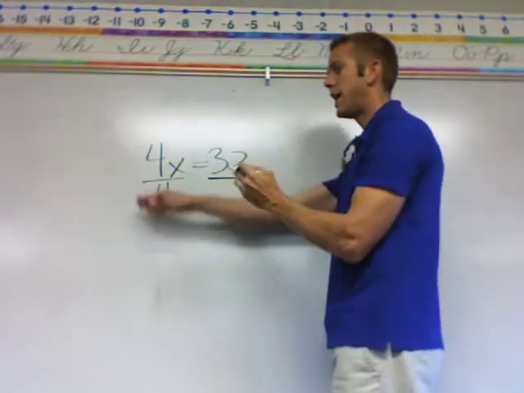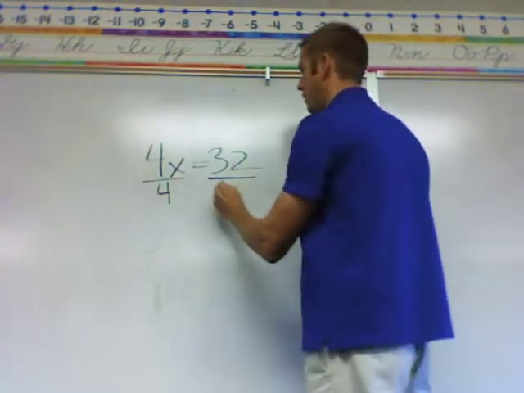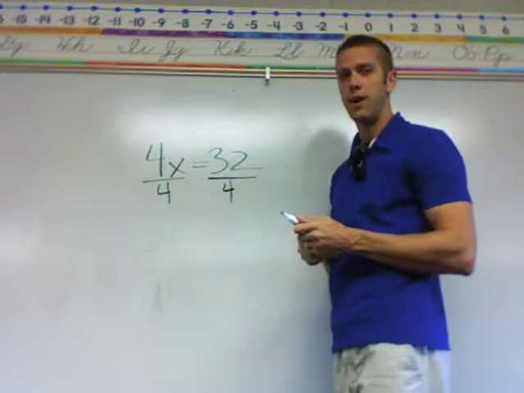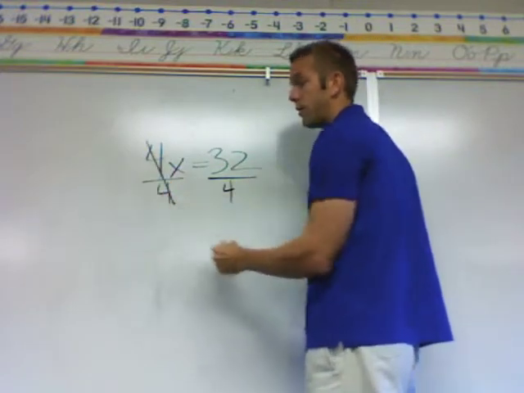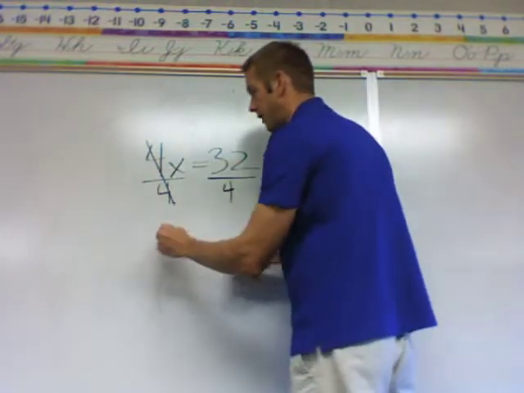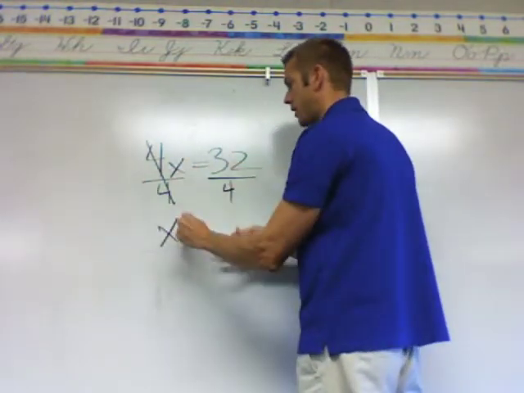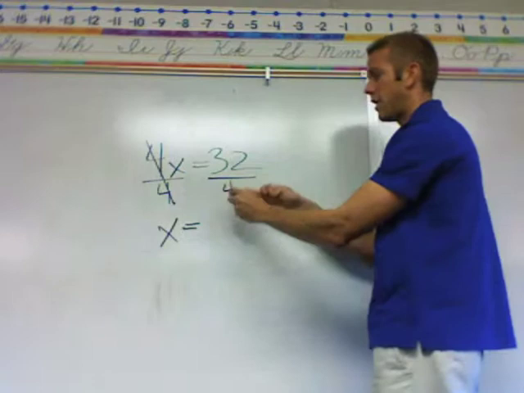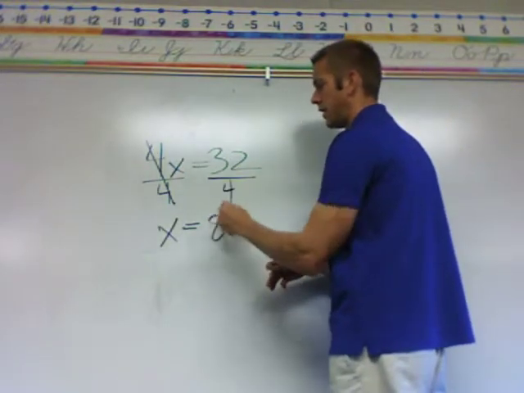Whatever you do to one side of the equal sign, you have to do to the other. So I'm going to divide this side by 4 as well. 4 divided by 4 cancels out. It's 1. Right? So 1x. So there's an x left over. The equal side comes down, and 32 divided by 4 is 8.